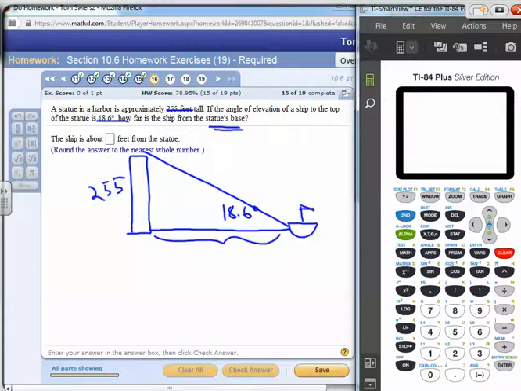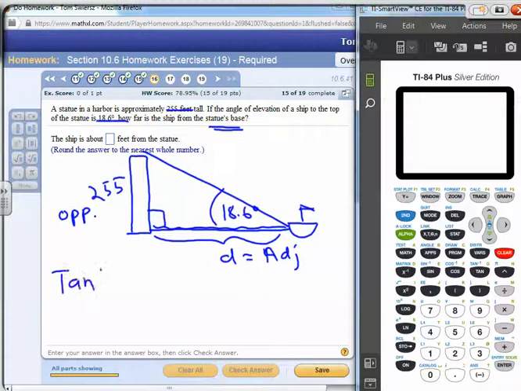So this side, which I don't know, we can call D for distance. It's how far the ship is from the statue's base along the water, so it would be this side. Now, here's our right angle with the statue. So with respect to the 18.6 degree angle, this 255 is a leg, forming the right angle. It's opposite. And this is the other leg, which is next to it, which is adjacent. So the trig function that involves the adjacent and opposite sides is the tangent.